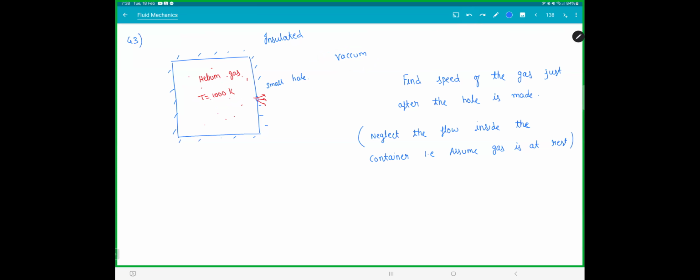I'll give you a minute now to work out how to use that. To use Bernoulli, you need to define state 1 and state 2. So one is obviously inside, one is obviously outside. Find the pressure. Height is the same, velocity, internal energy by volume. Try, and think whatever steps you can write. I'll give you 1 or 2 minutes.